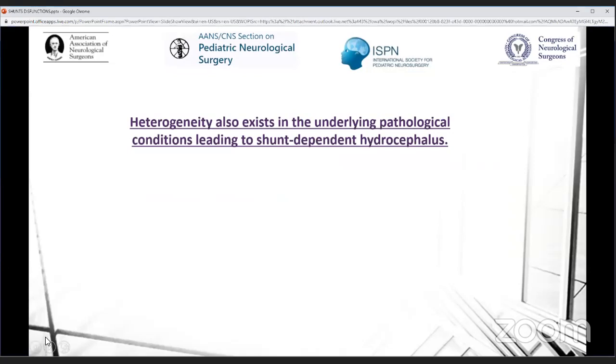So, I'm going to continue. Heterogeneity also exists, as we know, in the underlying pathological conditions in these patients. These are going to lead to shunt-dependent hydrocephalus. Not all the patients will have these ventricular shunts for life.